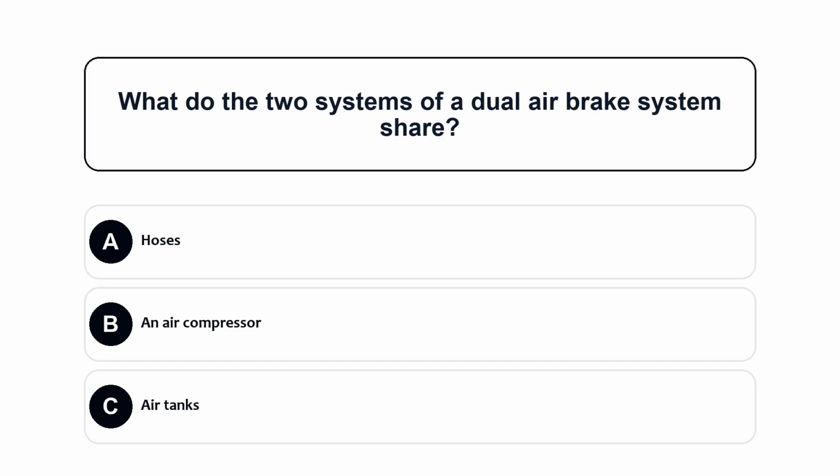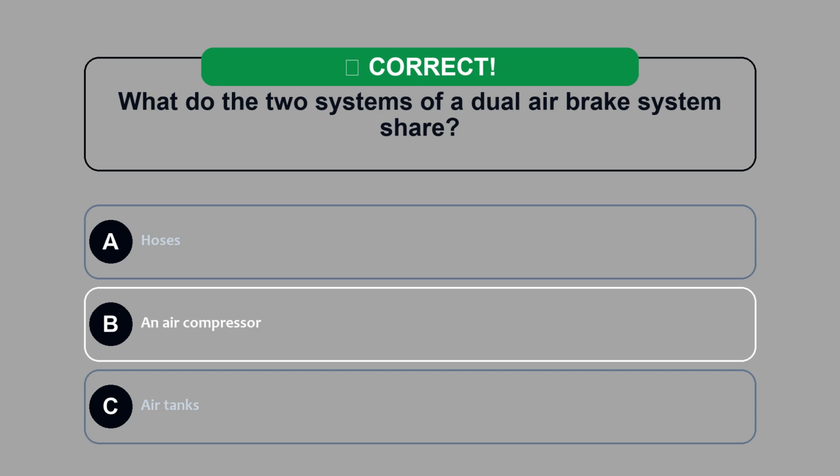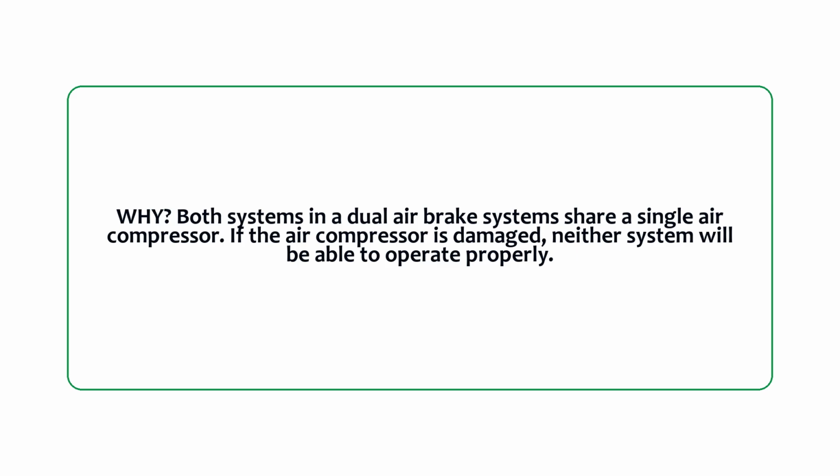Question 17. What do the 2 systems of a dual air brake system share? Option A, hoses. Option B, an air compressor. Option C, air tanks. The correct answer is option B, an air compressor. Explanation. Both systems in a dual air brake system share a single air compressor. If the air compressor is damaged, neither system will be able to operate properly.